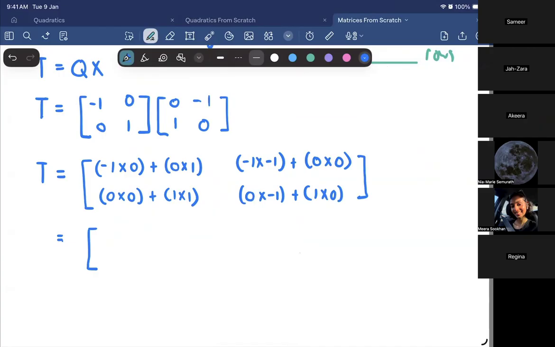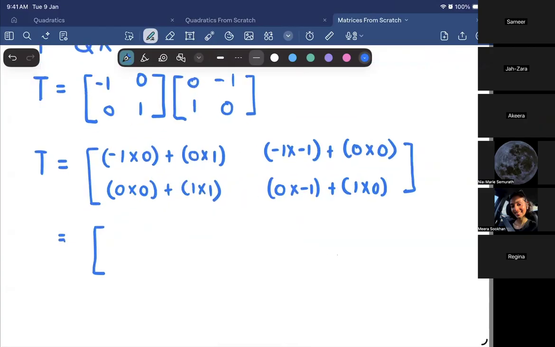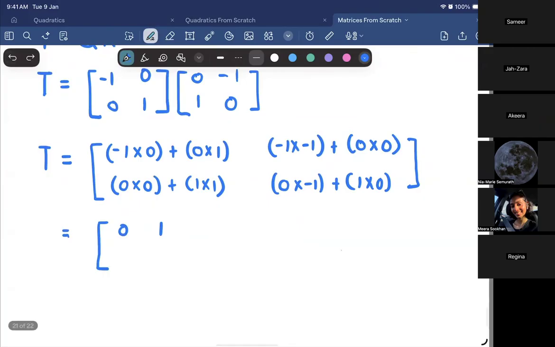I would be saddened. All right, so -1 by 0 is 0. 0 by 1 is 0, so this is just 0. -1 by -1 is 1. Plus 0 by 0 is 0, so 1 plus 0 is 1. Then 0 by 0 is 0. 1 by 1 is 1, so it's just 1. 0 by -1 is 0. 1 by 0 is 0. So you're going to end up with 0, 1, 1, 0.